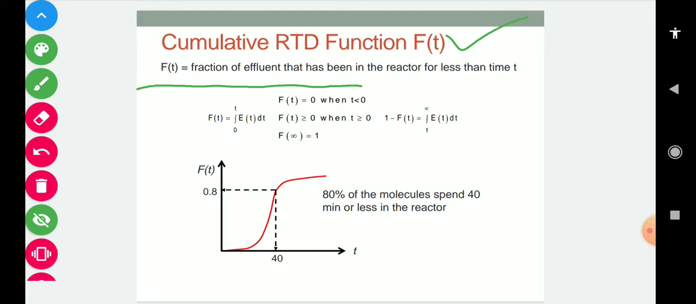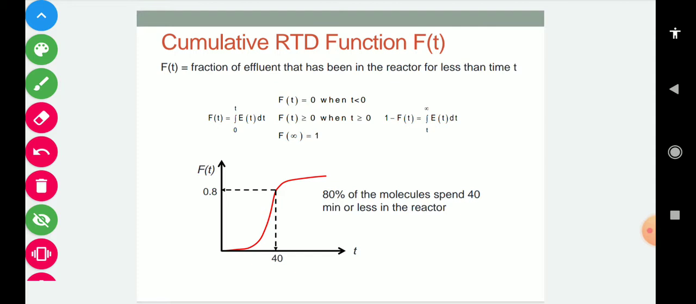So in that the curve will not decline, it will continuously increase, and when all the tracer come out from the reactor, in that case we get F(t) equal to 1 fraction, because it tells you the fraction of effluent that has been in the reactor for time less than t. So at time t equal to infinity, all the tracer will come out from the reactor and this fraction will be equal to 1. Sorry, will be equal to 1.